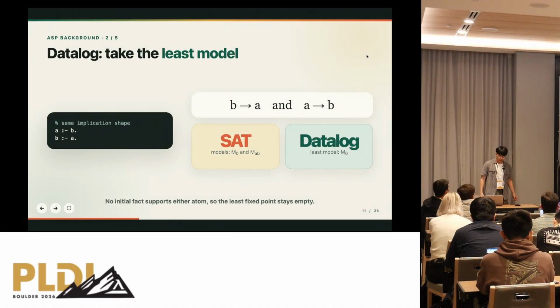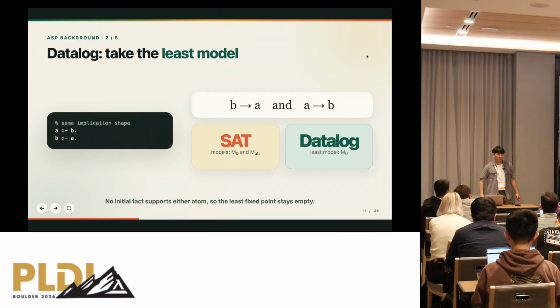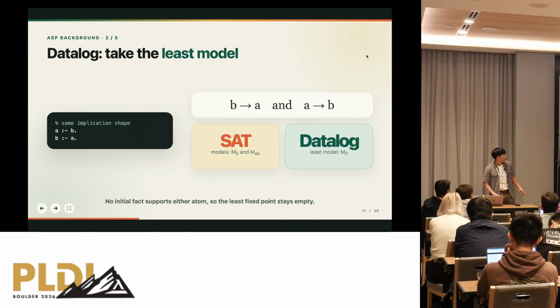And we also have Datalog. Datalog is a logic programming way to encode certain reasoning. We have A if B in the first line and B if A in the second line. The difference is that Datalog has the least fixed point computation. So different from the classic implication, there's going to be only a single model, which is empty. Basically, both A and B are false. So you see the difference between implication and the logic rules here.